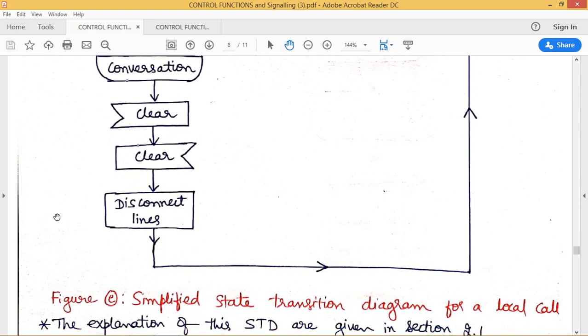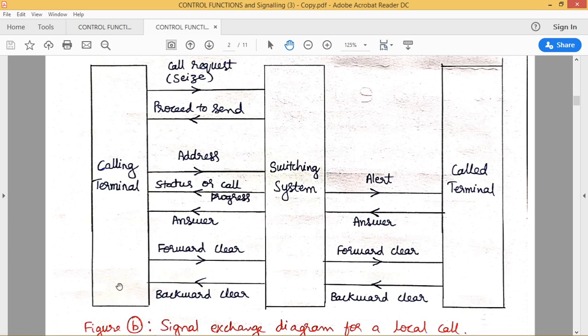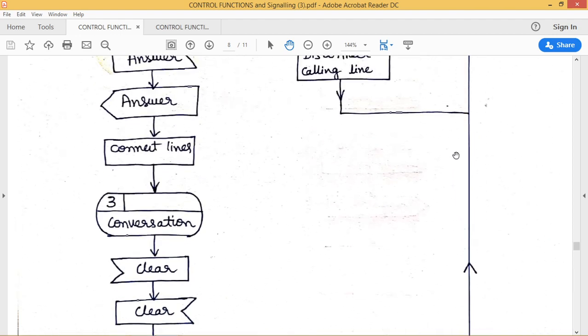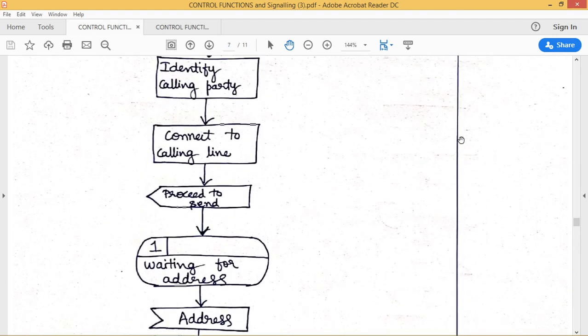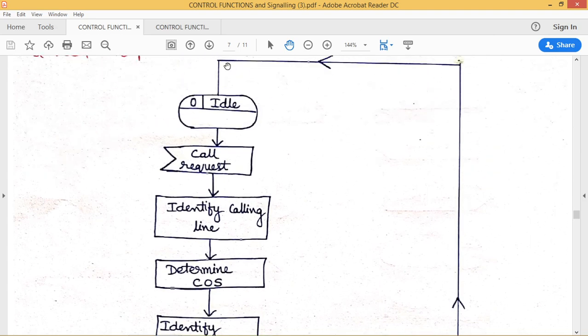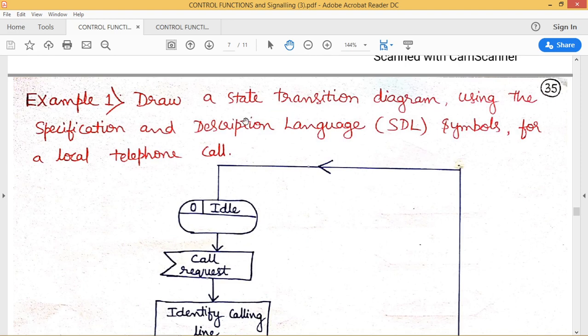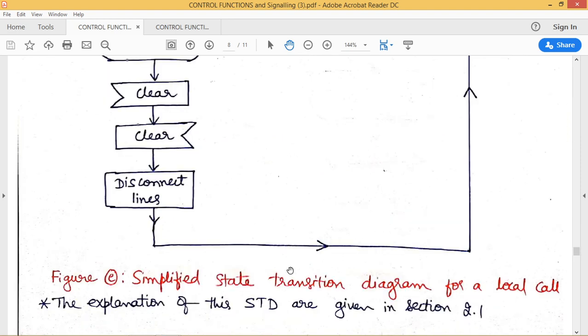So once backward clear is observed by the calling person, the connection will be disconnected by the switching system, that is the exchange. So connection will be disconnected. So disconnect the lines that were established before. Once disconnection takes place, again the system goes back to state 0. Again it comes back to state 0. So that is what the state transition diagram is in establishing a local telephone call. So that is the simplified state transition diagram in establishing a local call.